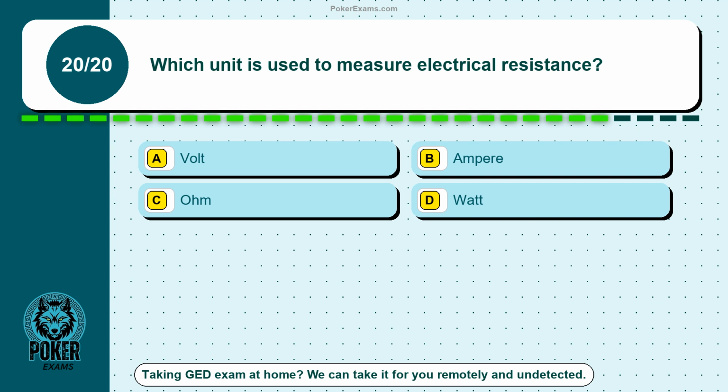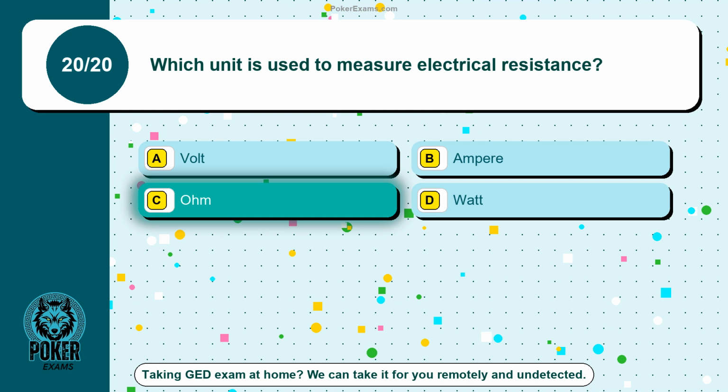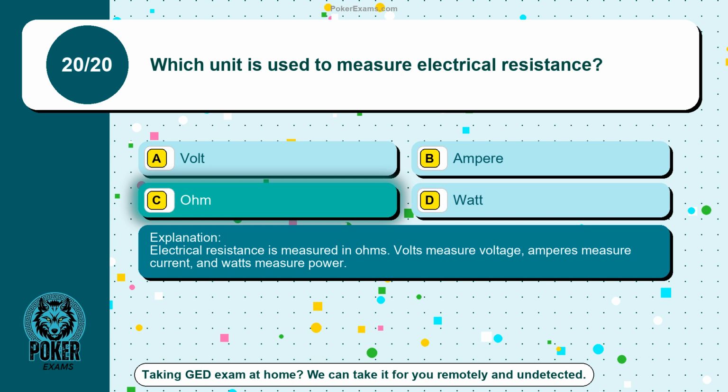Question 20. Which unit is used to measure electrical resistance? Option A, volt. Option B, ampere. Option C, ohm. Option D, watt. The correct answer is option C, ohm. Electrical resistance is measured in ohms. Volts measure voltage, amperes measure current, and watts measure power.